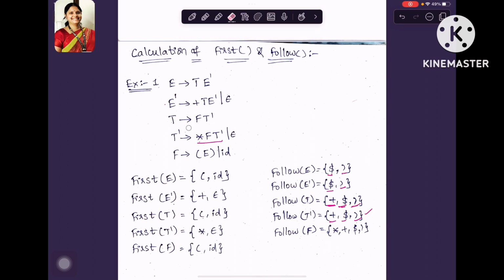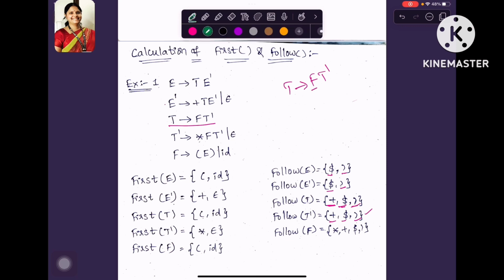We find F on the right hand side of the production T produces F T dash. So the follow of T will become T dash. T dash is a non-terminal symbol, so we have to calculate the first of T dash. The first of T dash is asterisk and epsilon.